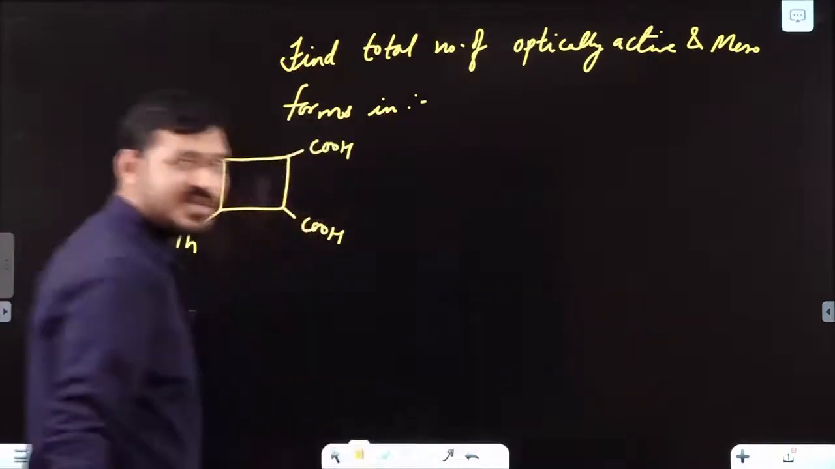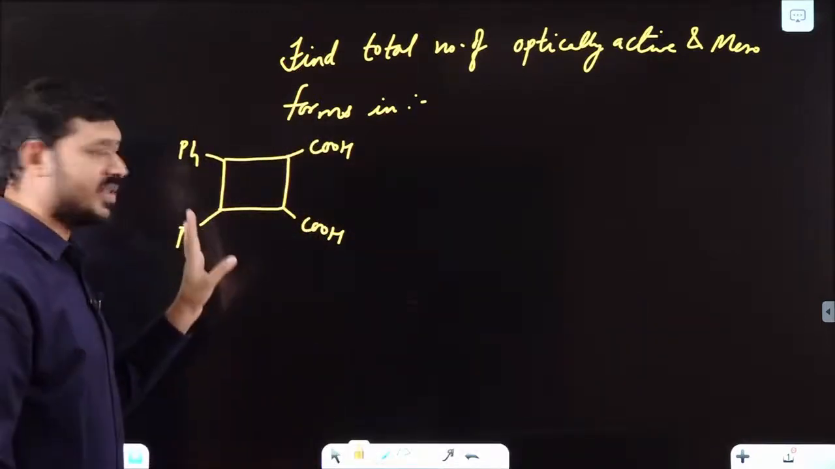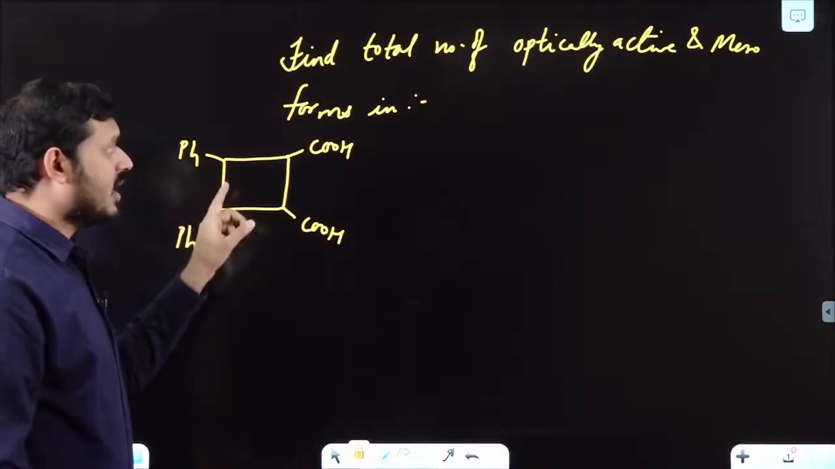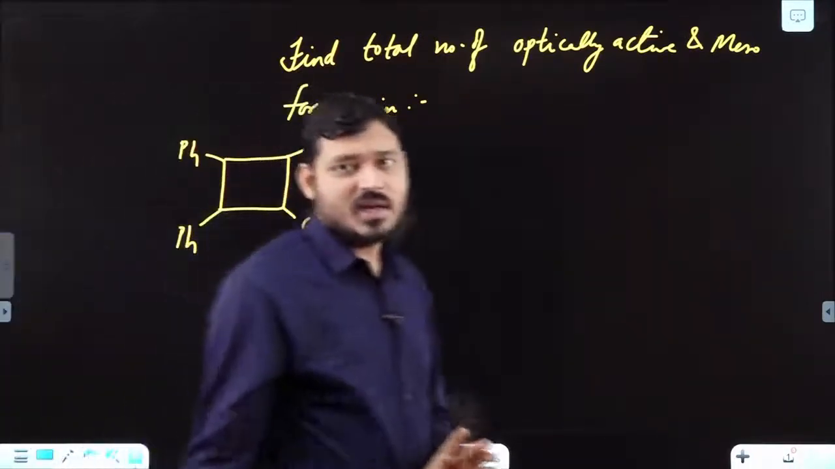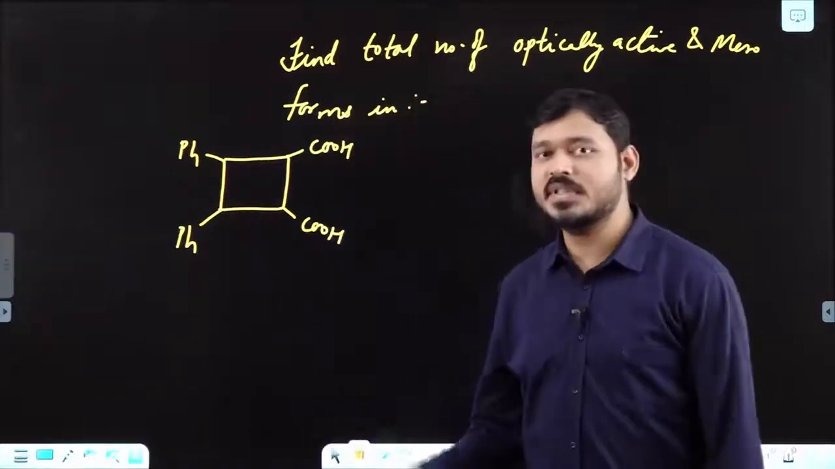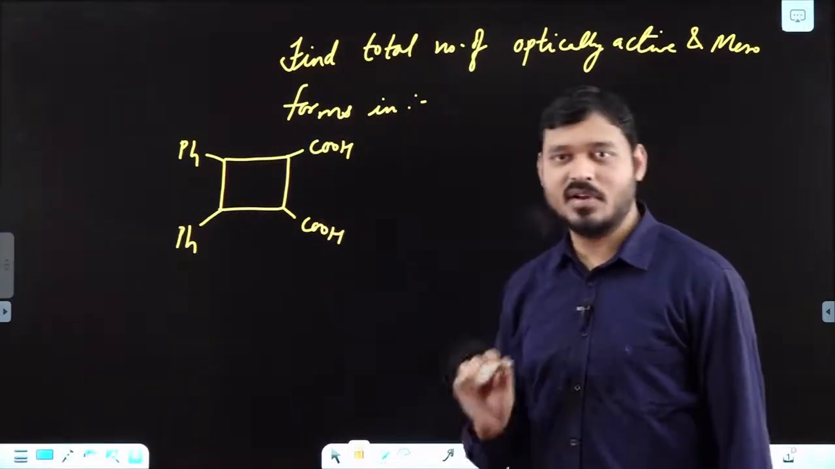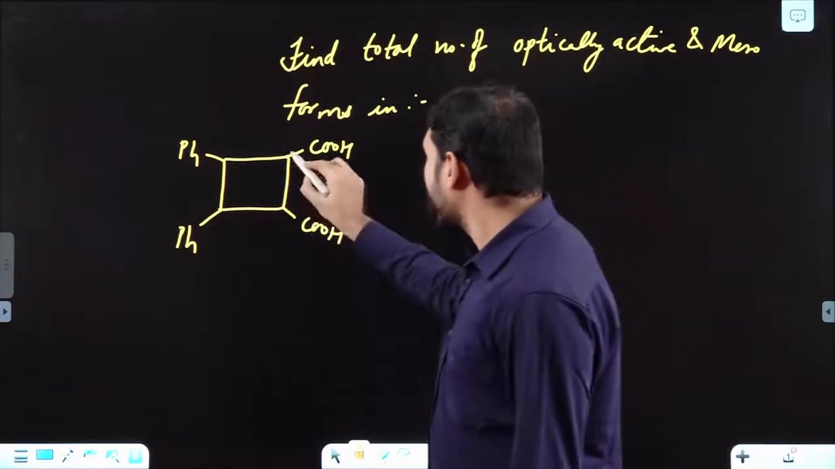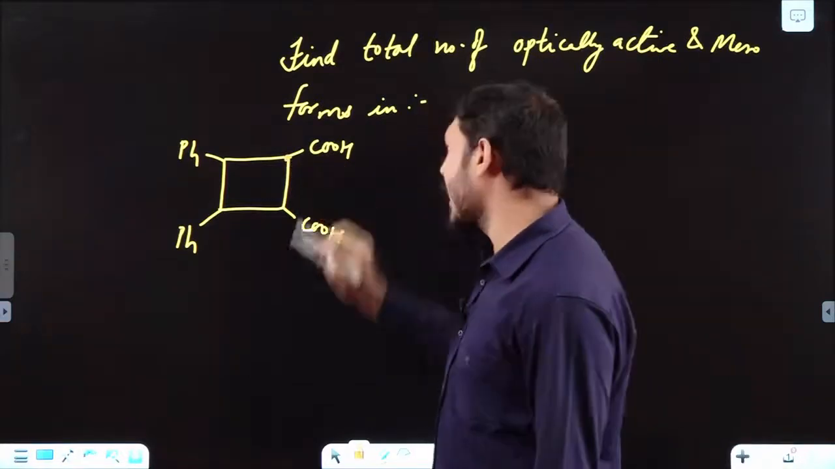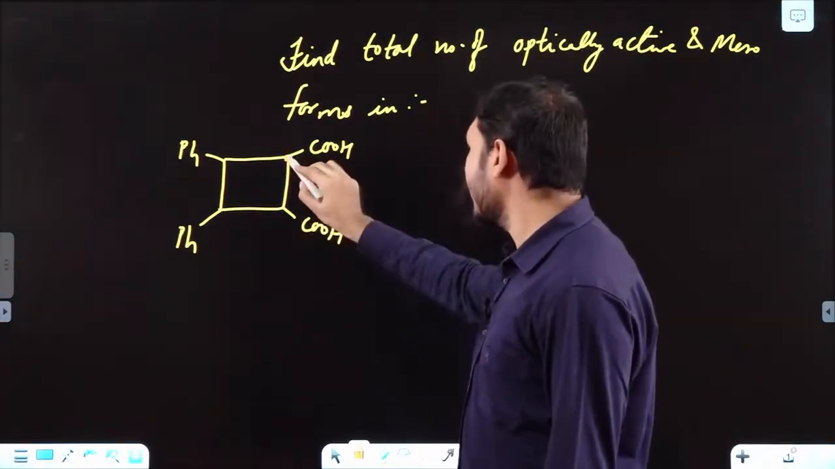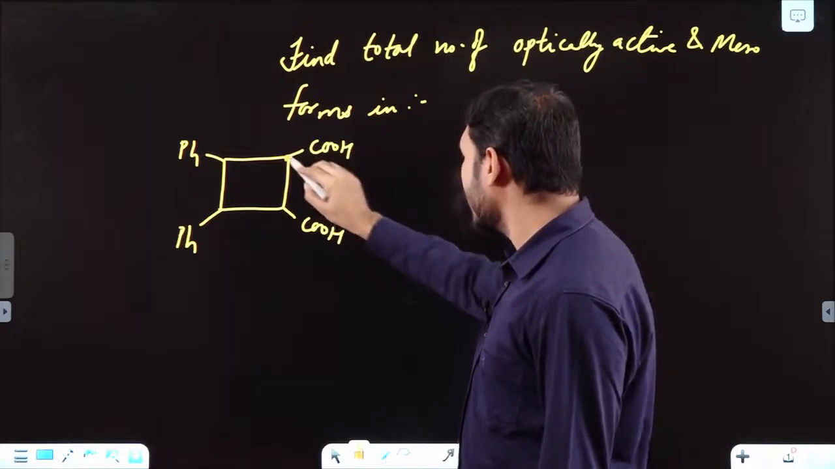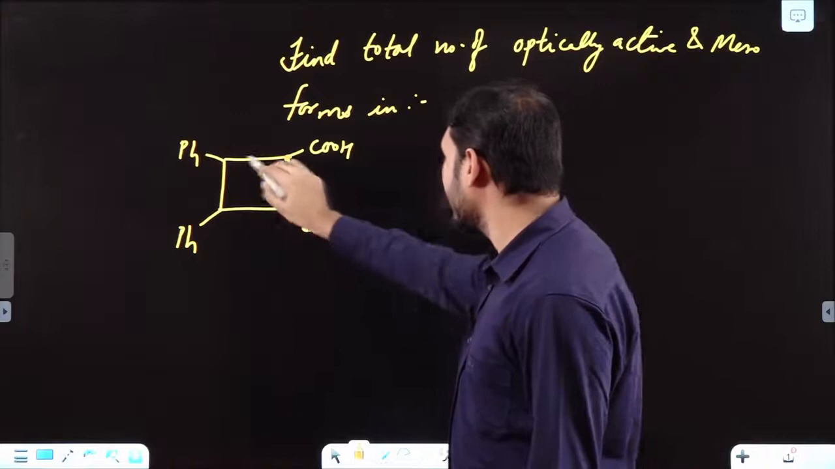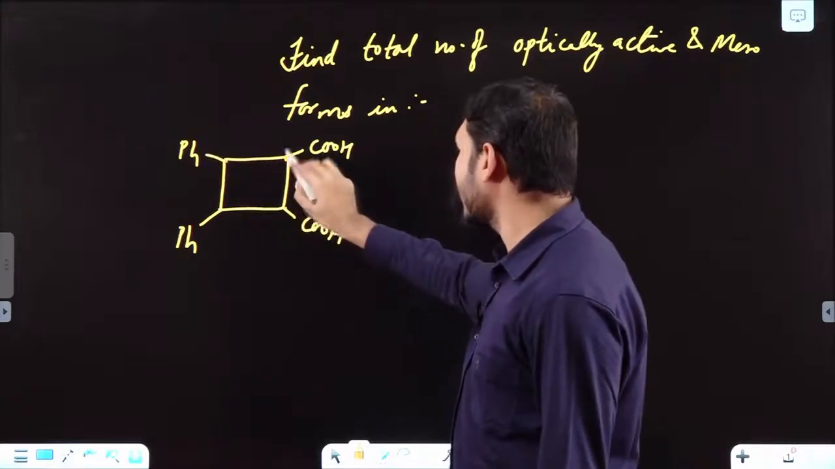Okay, so dear students, it is one of the very famous questions, how to find out the total number of optically active and meso forms in this one. Simply, if I have to say, find the total number of stereoisomers of this compound. Okay, now check. From this COOH, it is a chiral center. How? This carbon has COOH, this carbon has COOH, hydrogen, and this carbon is having pH. So this is a chiral center.